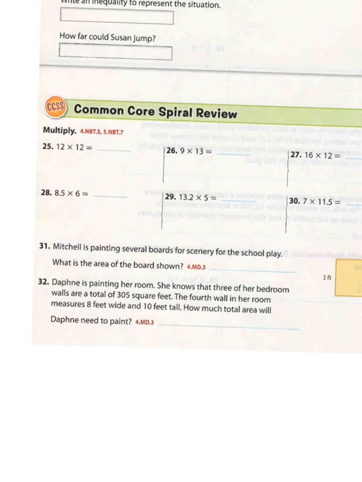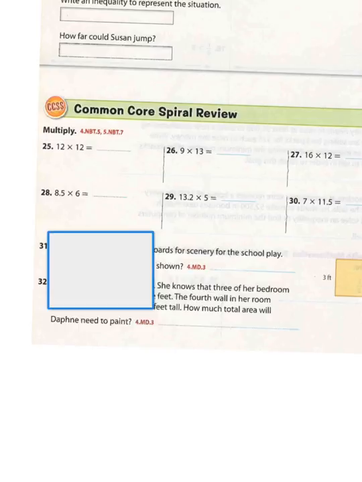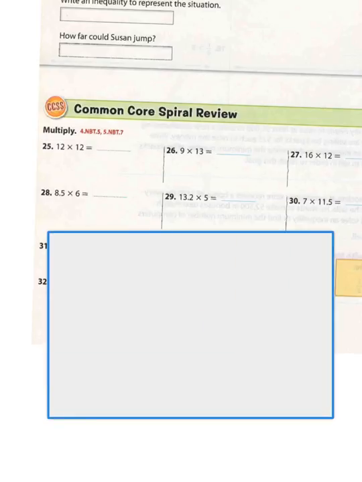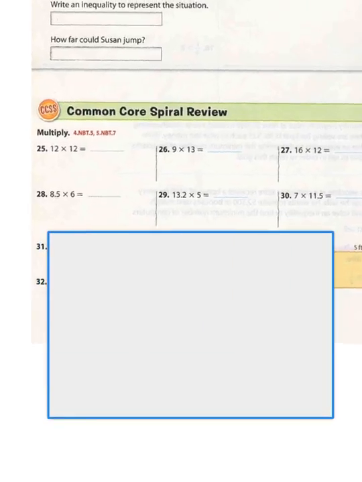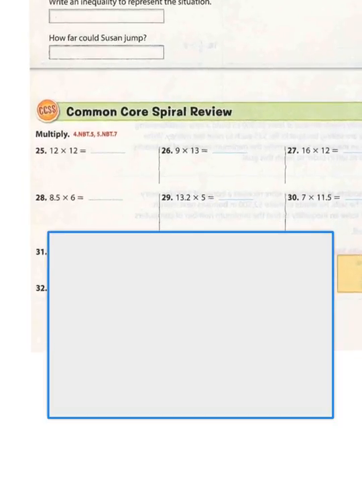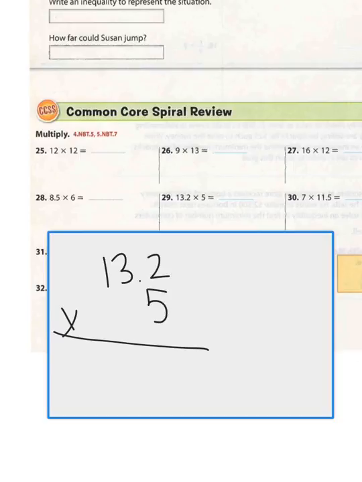Alright, the last one I'm going to work out with you guys is number 29. And if we look at 29, this is just spiral review because this is stuff that you guys have learned before. But we're going to do 13.2 times 5, right? Now I'm going to rewrite it this way. Notice I'm lining up with my last digit here. And what I'm going to do is first say 5 times 2 equals 10.